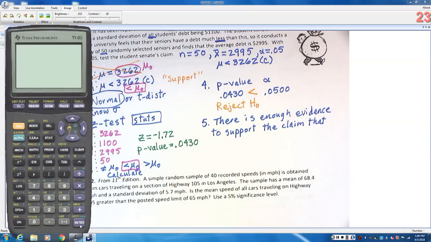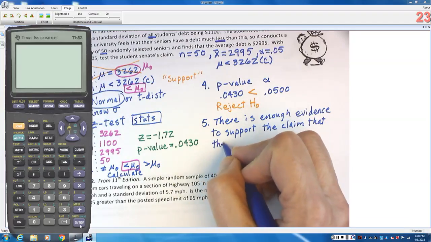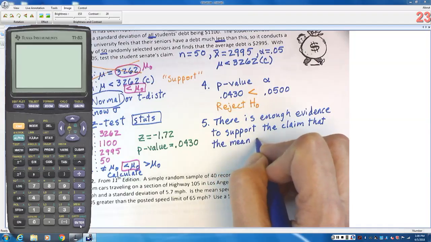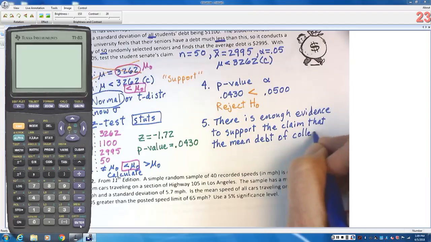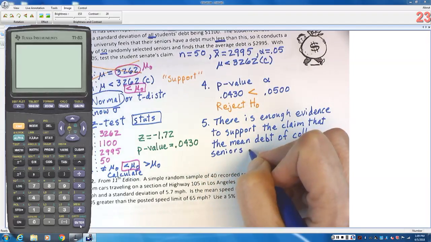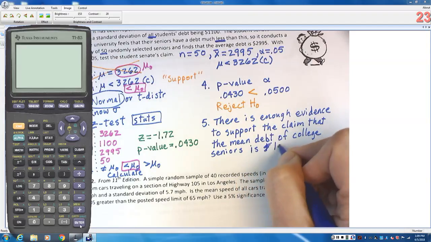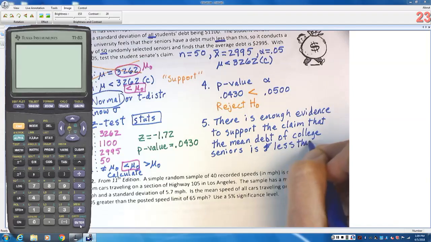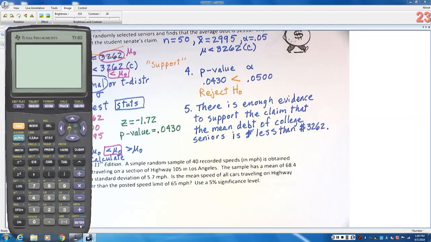That the mean debt was less than, it's really talking about a mean, that the mean debt of college seniors is less than 3262. Okay? So that's the whole problem.